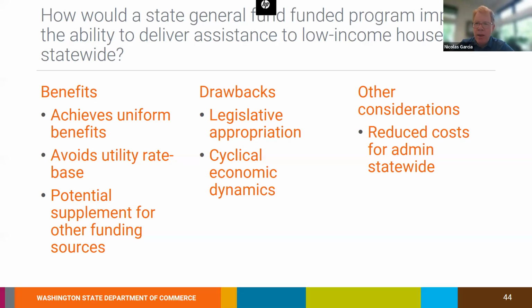Not really, but I completely agree with all of these comments, but I would point out that the cyclical economic dynamics is echoed in utility revenues, whether it's because of changes in weather, and that results in different amounts of energy sold or wholesale power costs that utilities are buying. And so while I don't disagree with it, I think that this very point could be made for every revenue source that's based upon a percentage amount. Okay, thanks, Nicholas.